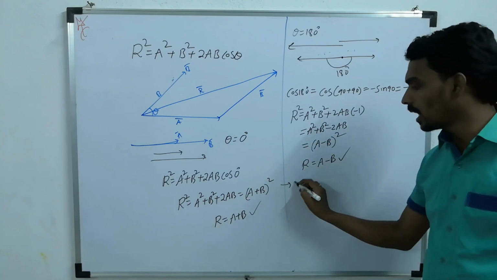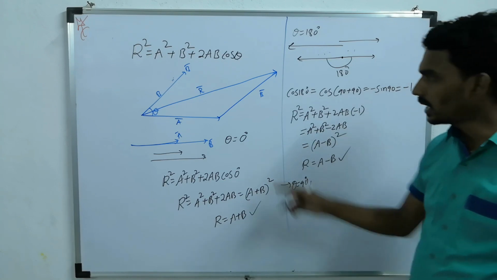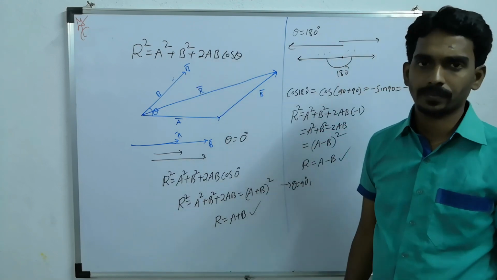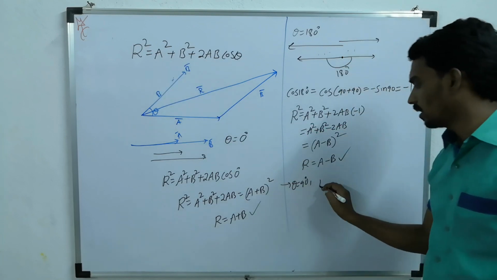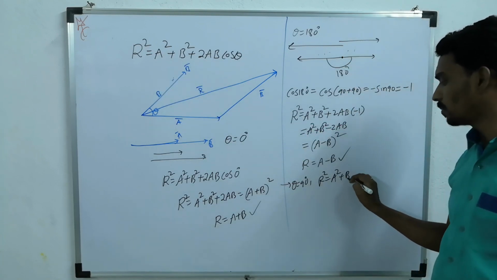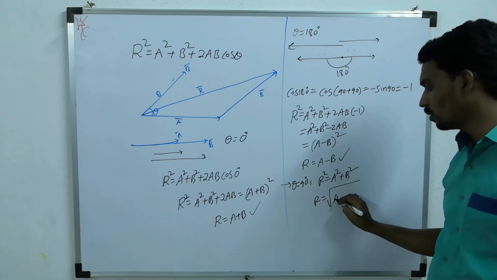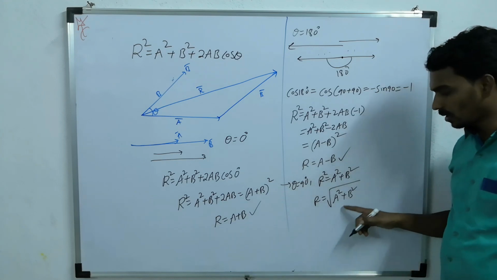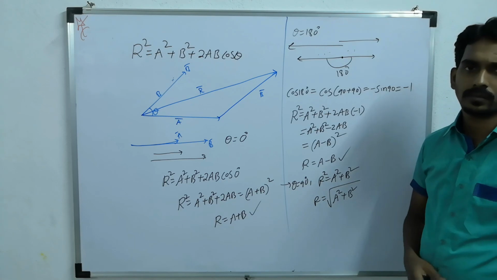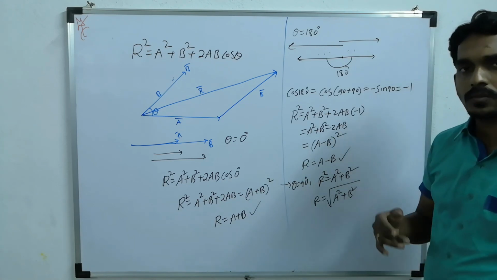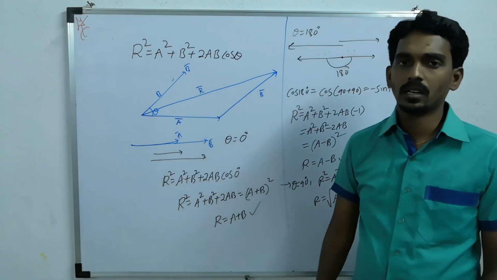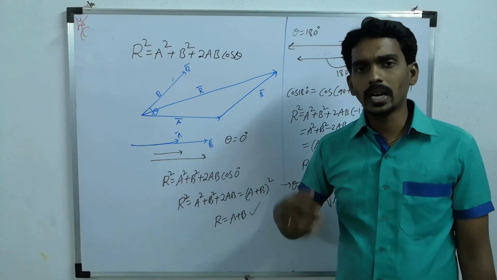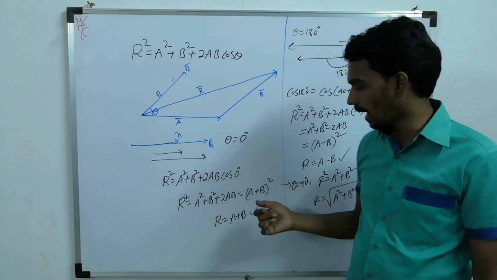Now take what if theta is 90 degrees? Theta 90 means cos 90 is how much? 0. So this term will become 0. If this is 0, then what will remain? R square equals A square plus B square. So R equals under root A square plus B square. So the resultant now is under root A square plus B square. These are the three cases which come very often in physics. Like if two forces along the same direction or two electric field vectors along the same direction, add them.